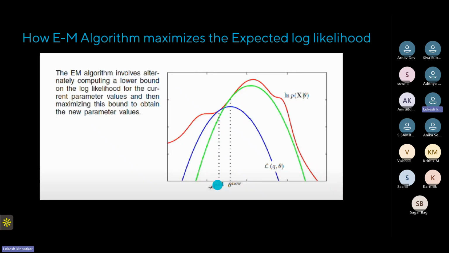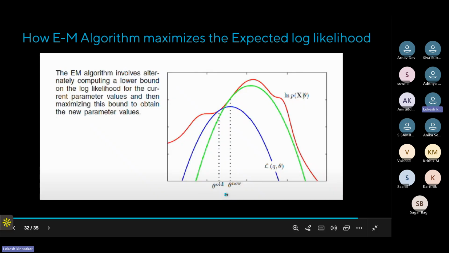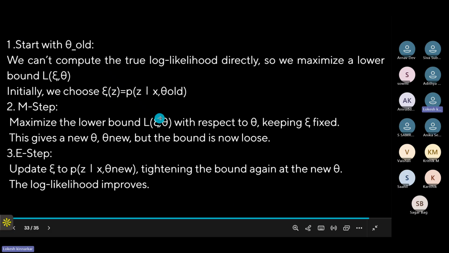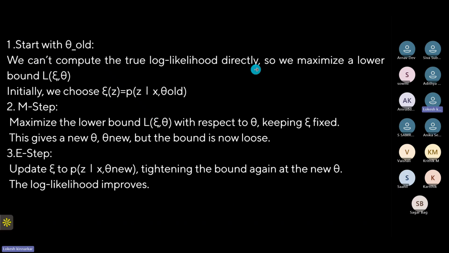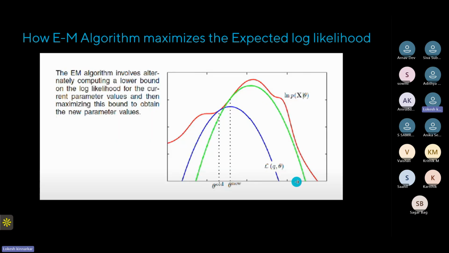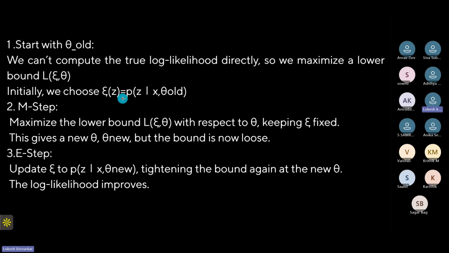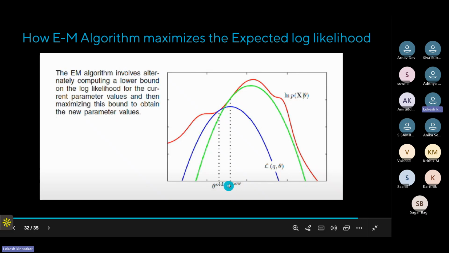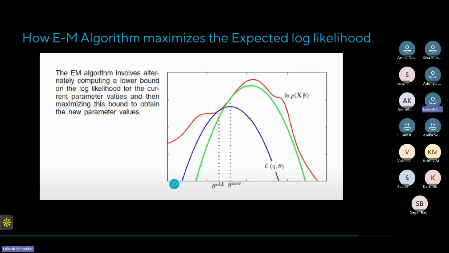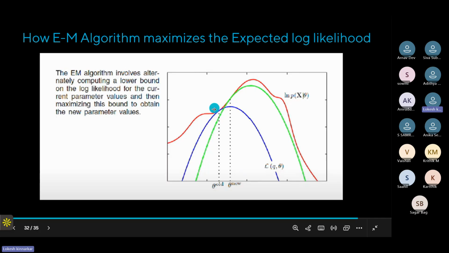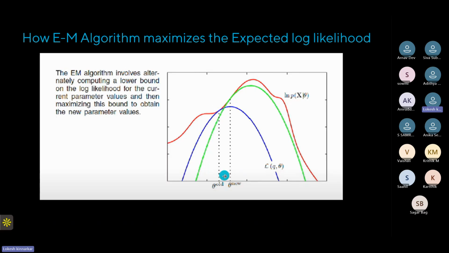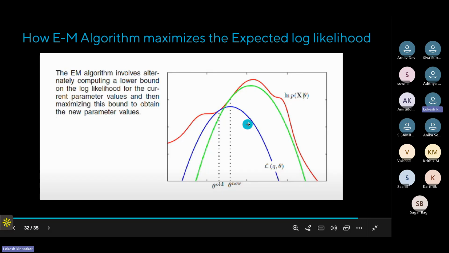We will, as I said, initialize certain parameters, that is the mean, covariance, and the priors. And since we can't compute the true log likelihood directly, we would be maximizing a lower bound. That is, we would be trying to maximize this lower bound. So initially, we would be choosing psi of z equal to p of z given x and theta old. This is the implementation of KL divergence where these two become equal. So what we are doing is making the KL divergence 0. You can observe that we get a tight bound at this particular point. Since we are getting that tight bound, we have reached the maximum log likelihood here.